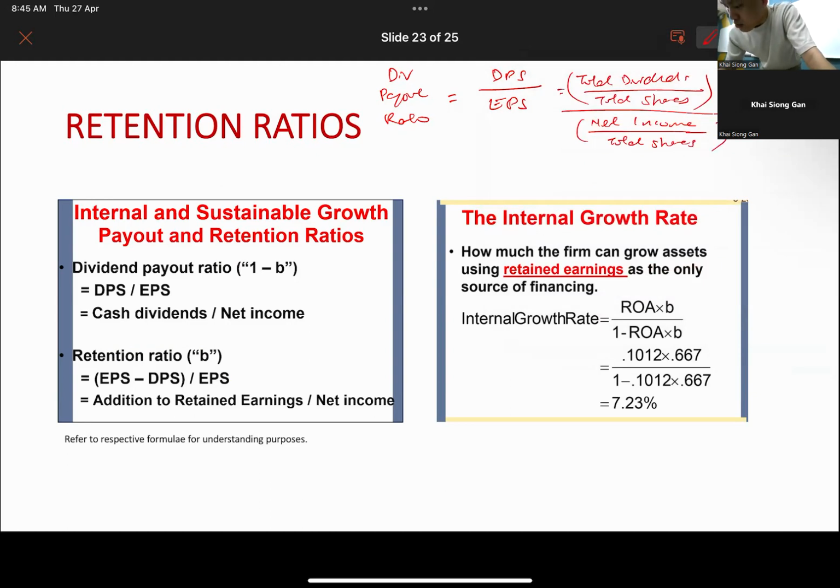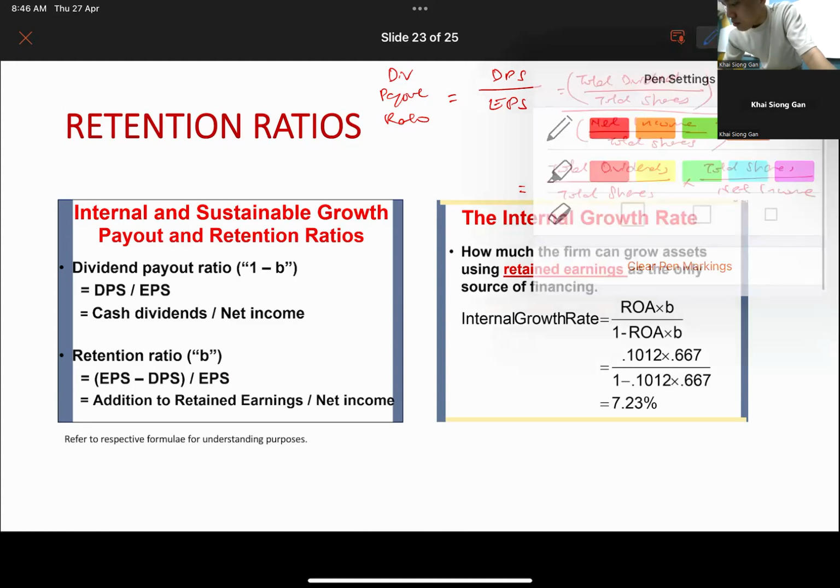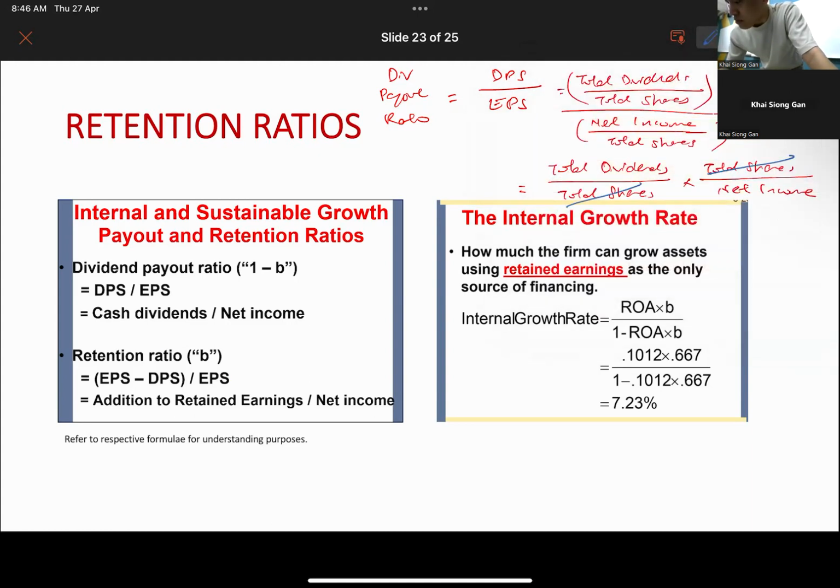Okay, so what happened is now you can move around: total dividends divided by total shares, times the inverse, total shares over net income. The total shares cut out. Therefore, it becomes total dividends as a proportion of net income, which is here. That is cash dividends as a proportion of net income, total dividends divided by net income.